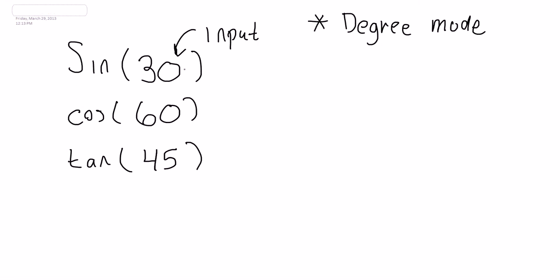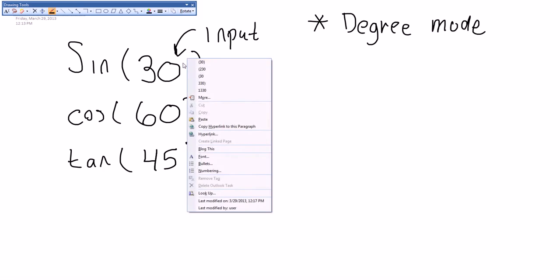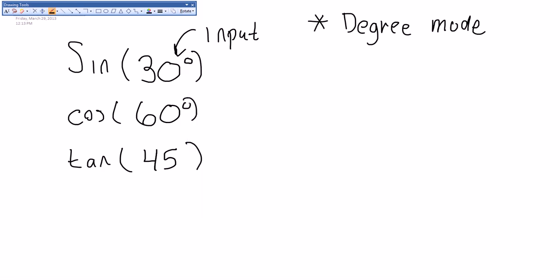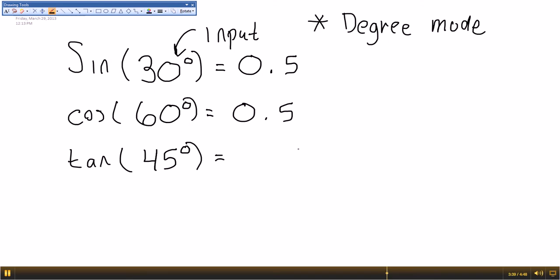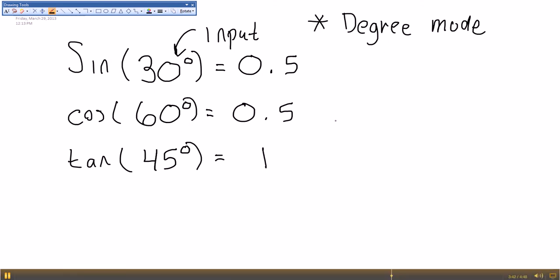Our input here are all degrees. So the sine of 30 degrees, the cosine of 60 degrees, the tan of 45 degrees, and we want to see what our specific output is going to be here. Okay, so I want you to punch these into your calculator. So pause the video here and punch these on in. What we'll find is the sine of 30 gives us an output of 0.5. The cos of 60 gives us an output of 0.5. And a tan of 45 gives us 1.